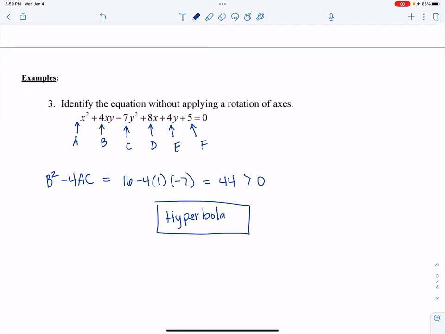And so we have identified it. We didn't apply any rotation of axes. We didn't use any completing the square. We didn't rewrite it at all. We just used the coefficients and our theorem to determine it is a hyperbola.